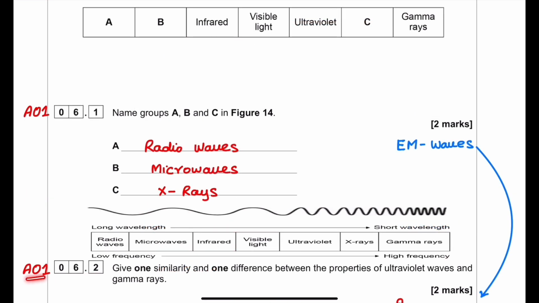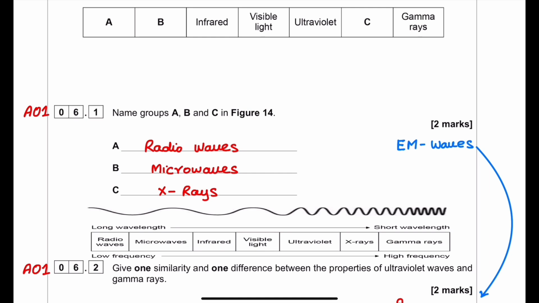6.2 is an AO1 question, and this question is again from the topic of electromagnetic waves. Give one similarity and one difference between the properties of ultraviolet waves and gamma rays. If we look into ultraviolet waves and gamma rays, we can see both the rays are from the EM spectrum. As both of them are from the EM spectrum, they have the same speed. Both can travel through the vacuum and both can transfer energy from one place to another. And both are transverse waves.